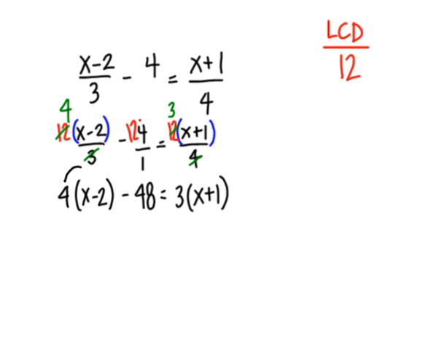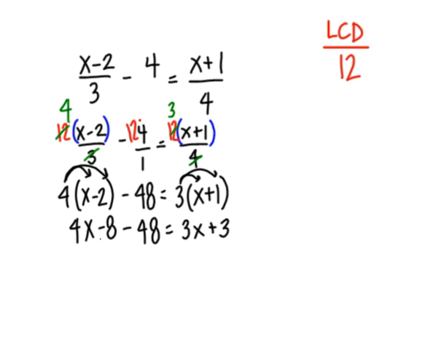I'm going to distribute the 4 through the parentheses (x minus 2), and that gives me 4x minus 8. I already have a minus 48, so I'm just going to bring it down. And I'm going to distribute the 3 through its parentheses, which would be 3x plus 3. My resulting equation is 4x minus 8 minus 48 equals 3x plus 3.